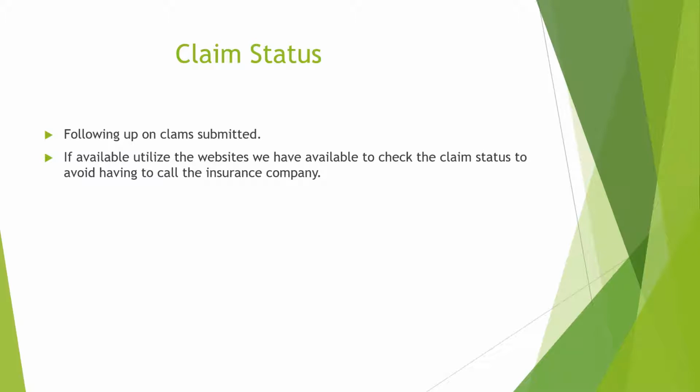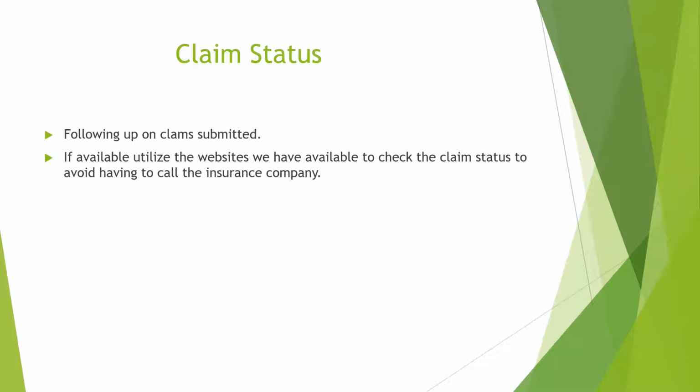So now if we cannot check the claim status on the website, then we'll have to call the insurance company directly. So when calling the insurance company, you need to make sure that you have your tax ID ready, along with your MPI number, the patient's name, date of birth, the date of service, and bill amounts. So this is everything that the insurance company will expect you to have.